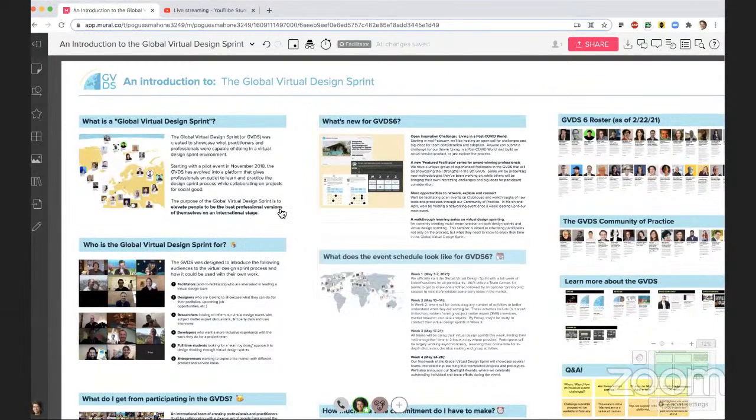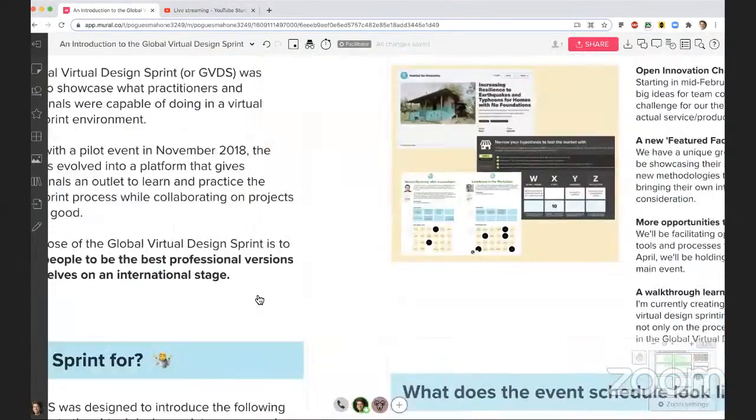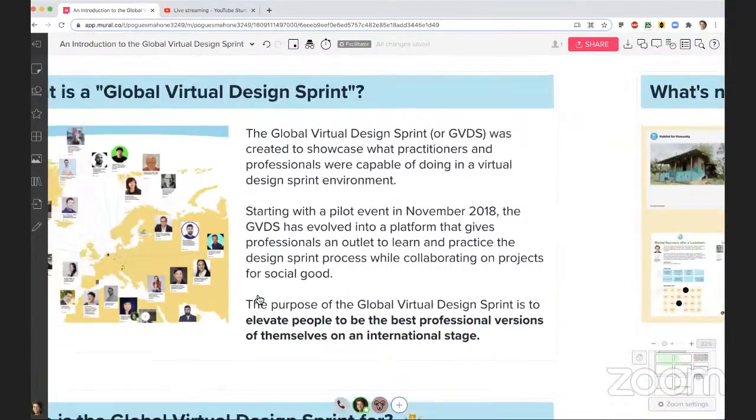If you are on Zoom right now, you can go ahead and post in your city and state so I can get an idea of where you're from, and I'll take a look at those in just a second.